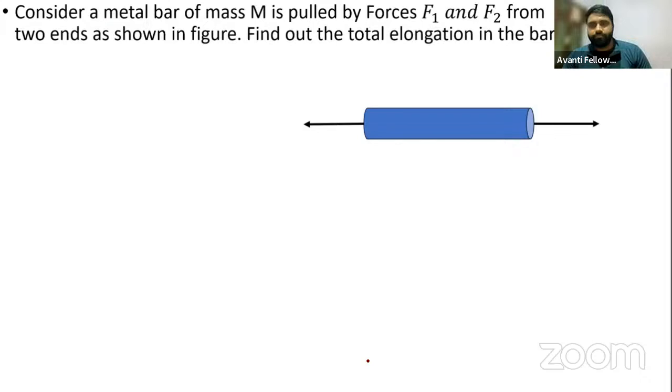Next question. Consider a metal bar of mass m pulled by forces F1 and F2 at the two ends as shown in the figure. Now find out the total elongation in the bar. Let's say this is F1 and this is F2. Now try to solve this question, students of JNV Ramnagar and JNV Dahod.